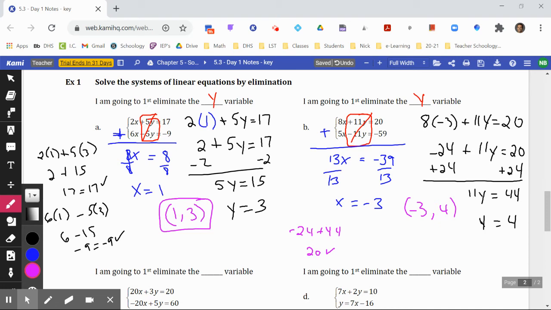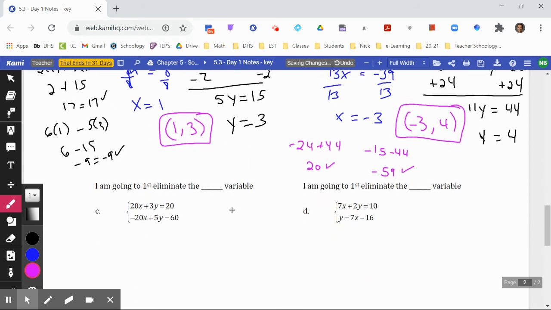And then that second one, 5 times negative 3, well, that's negative 15, minus 11 times 4, well, that's minus 44. And that gives me negative 59 equals negative 59. So that checks out, right? You can just do a quick little mental math to make sure that that solution works. All right, we got 2 more examples here.